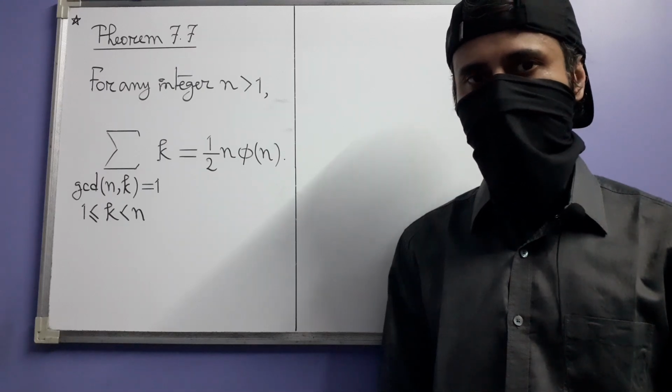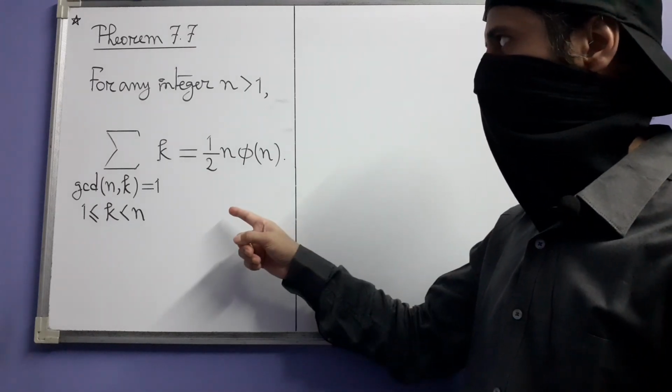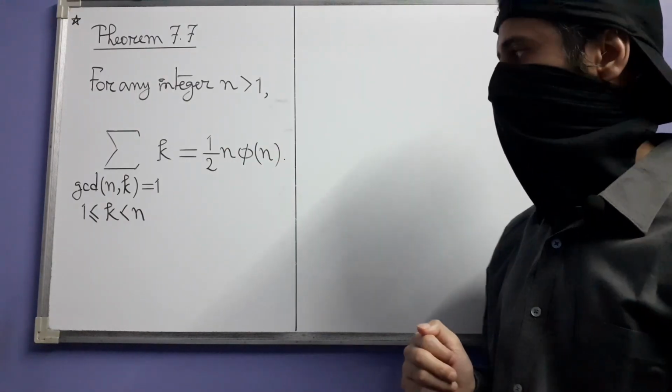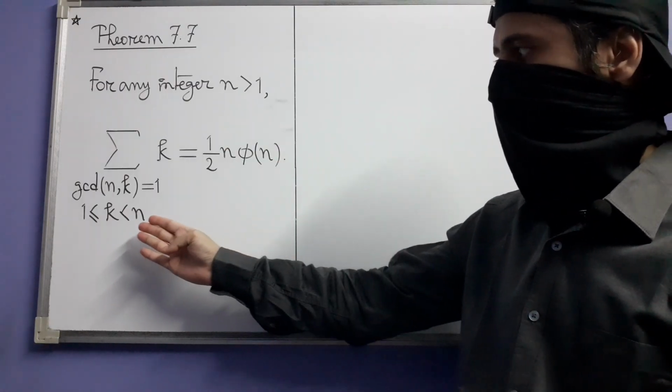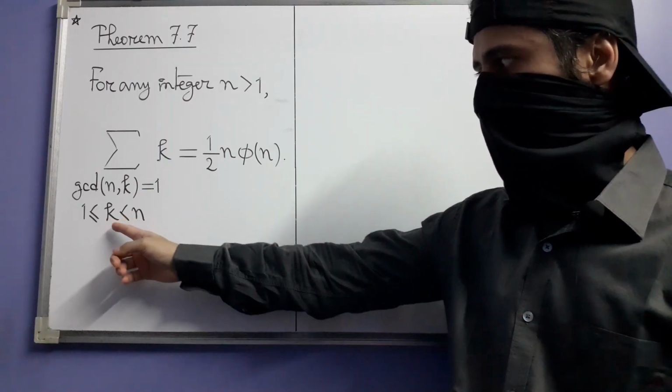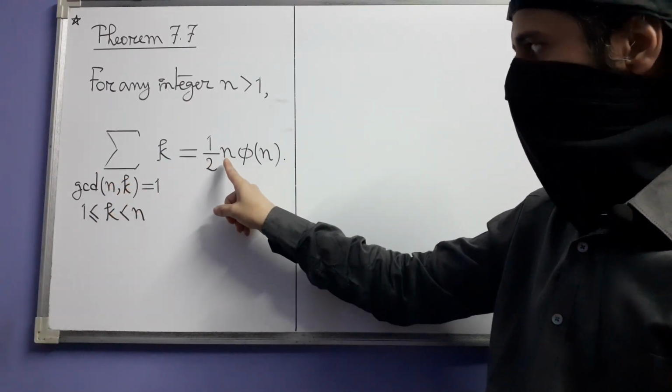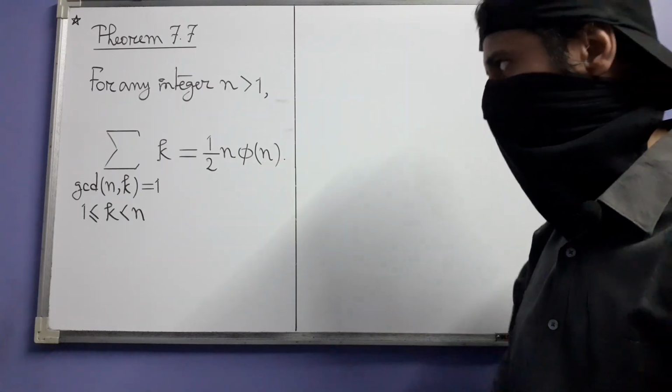The next property of the phi function is this. Suppose n is a positive integer greater than 1. Then the sum of all positive integers k which are less than n and relatively prime to n equals 1/2 of n times phi of n.